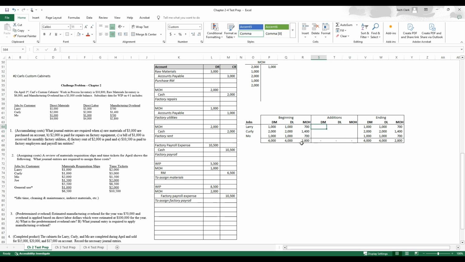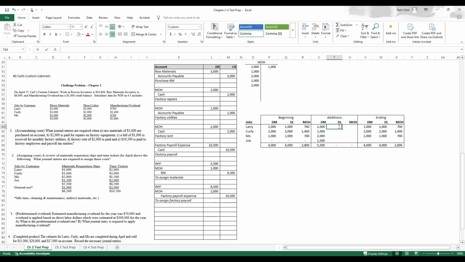Okay, so our additions: here we're taking these off the material requisition sheet. We have 1,000 for Larry, 1,000 for Curly, 2,000 for Mo. Oh, there's one job that was started during the month, so let's insert that. This is going to be Joe. It was all zeros to begin, but now we have 1,500. That's just straight off here, adds up to the 5,500, and we're good to go.